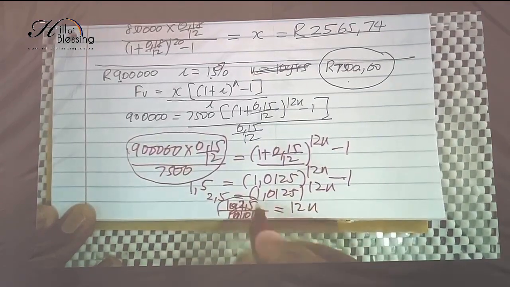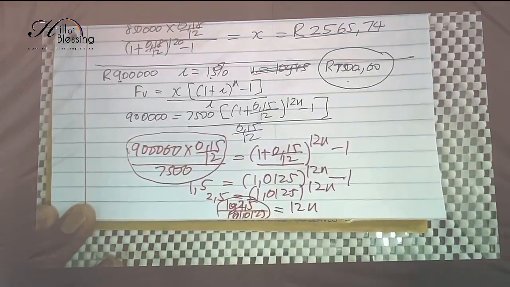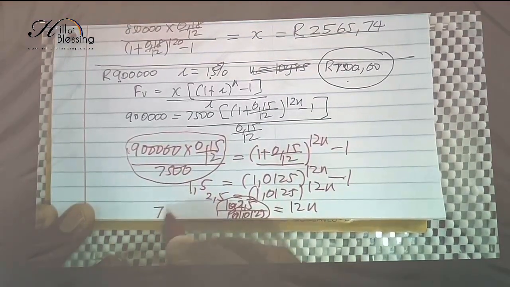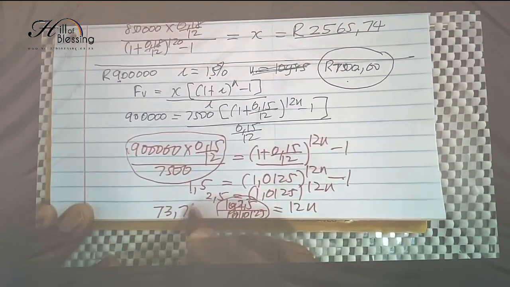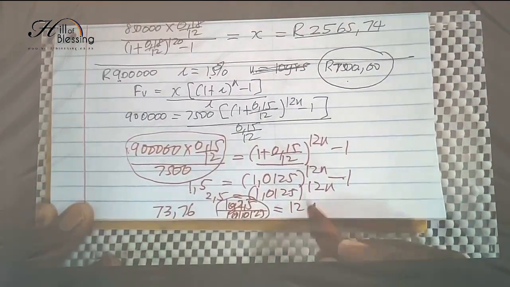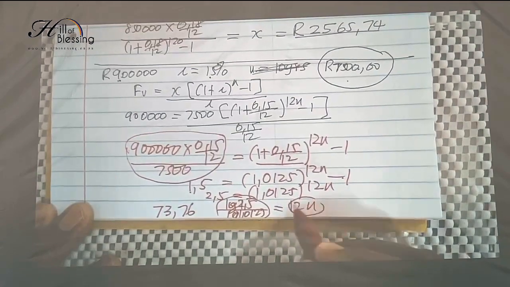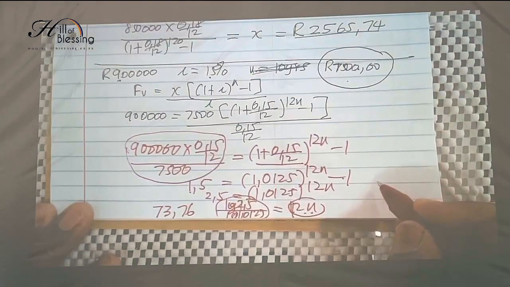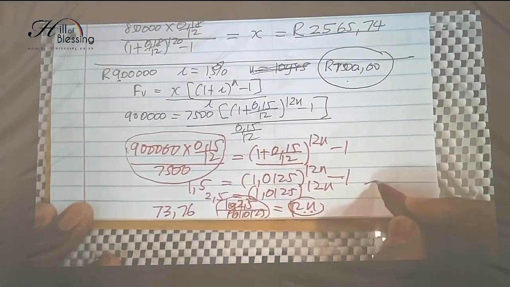What is this answer here? Sorry? Like that? Right. That means the monthly, don't divide by 12 now. Always leave your answer at 12n. 12n is that. So how many monthly payments are needed? Right? 74.